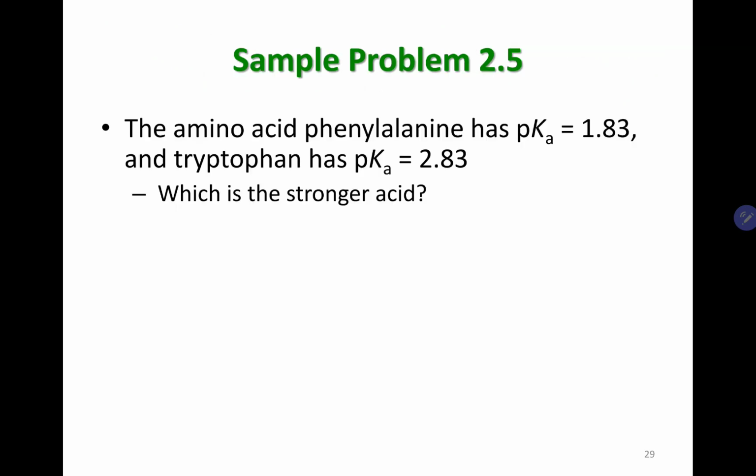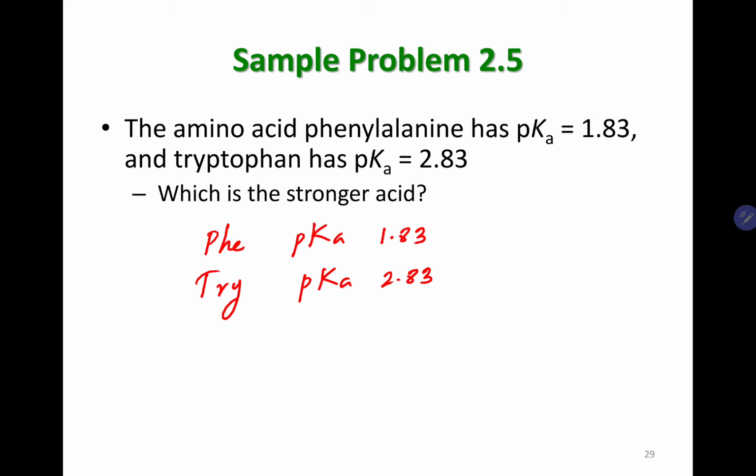So in this slide I have a sample problem that is related to pKa values. Let's see if you could do this example without my help. You might want to pause the video and try this. In this example, you have two amino acids, phenylalanine with a pKa of 1.83, and tryptophan with a pKa of 2.83.